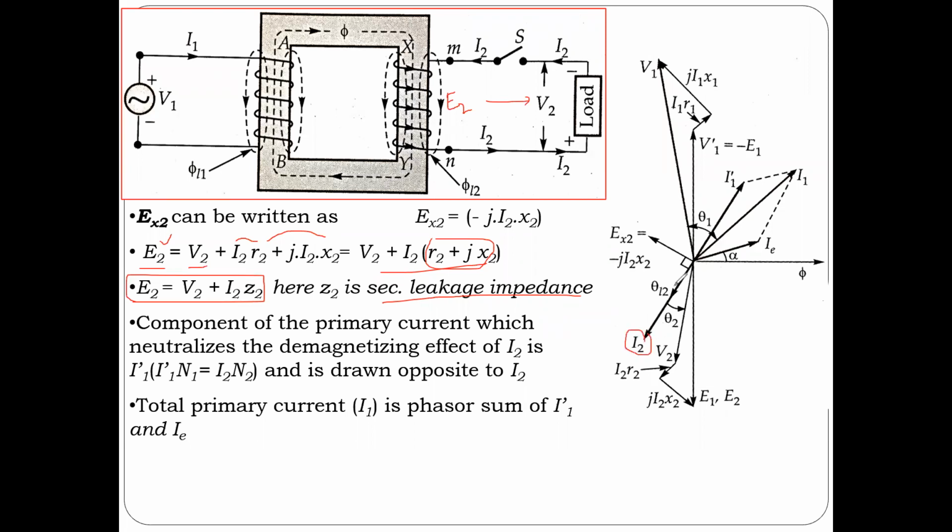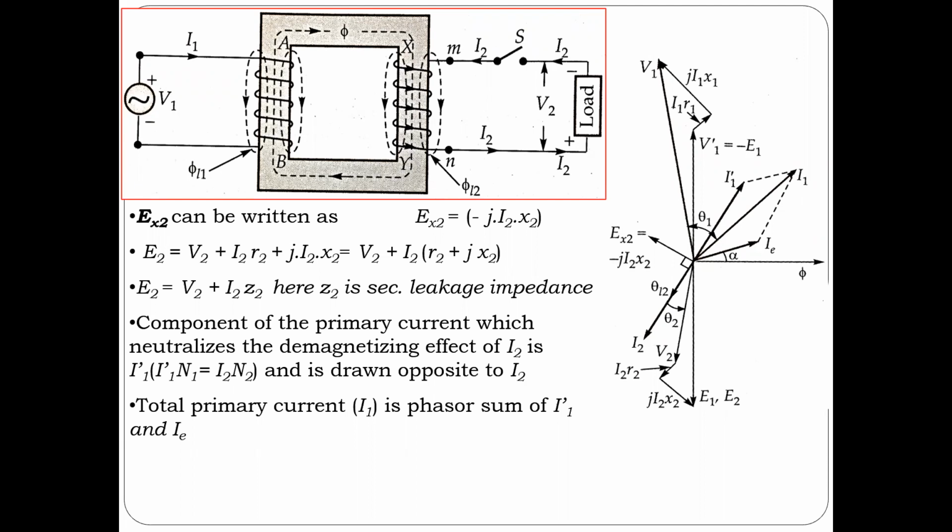And so this is I2. Opposite to this will be your I1 dash, or I1 prime. This was IE with the hysteresis angle. And the sum of these two is this I1, which is the primary current. And this is the voltage coming from the supply. This is the power factor of the load. This is the power factor of the supply. Yes, please. Any question on this so far?